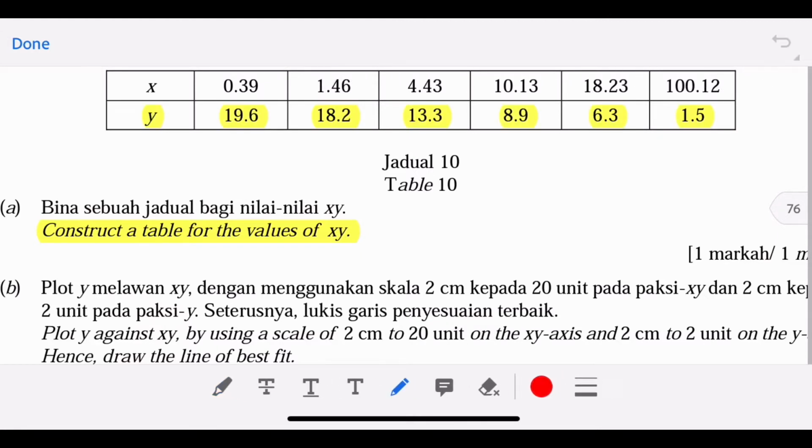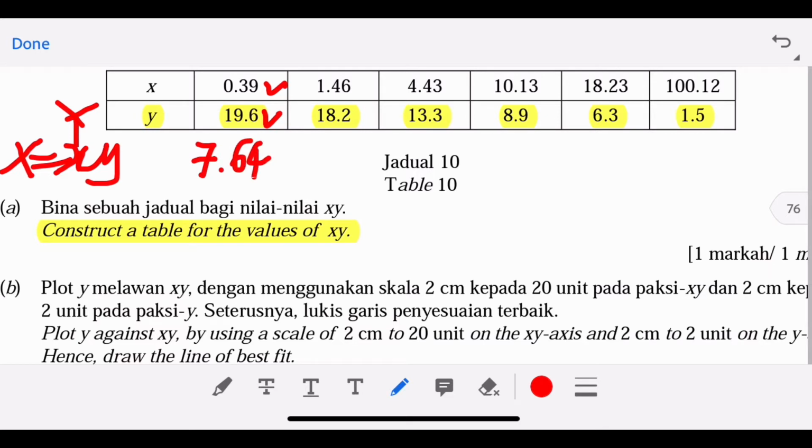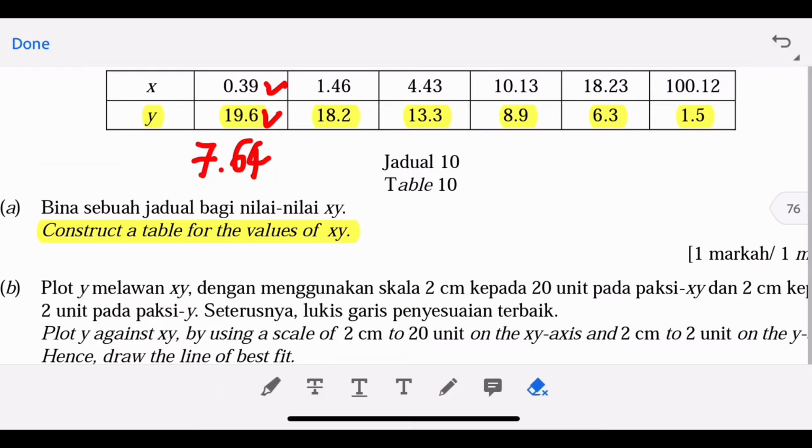The big Y is there, so that means we have to multiply xy. This will be our big X. Alright, we just multiply carefully. This one is 7.64. It must be 2 decimal places after rounding off correctly. So we can create a table like this.